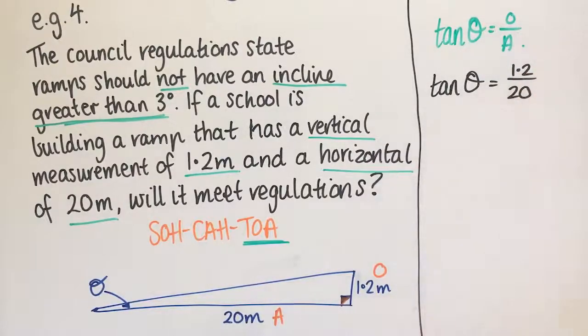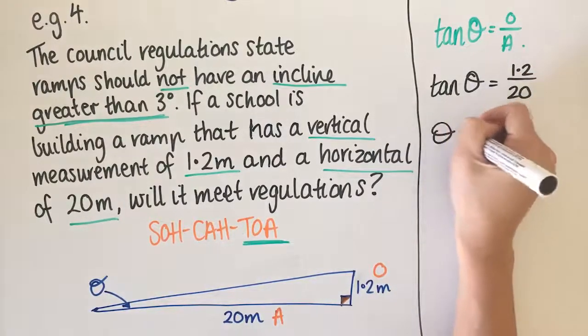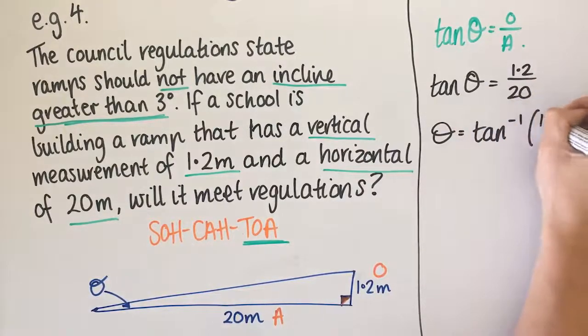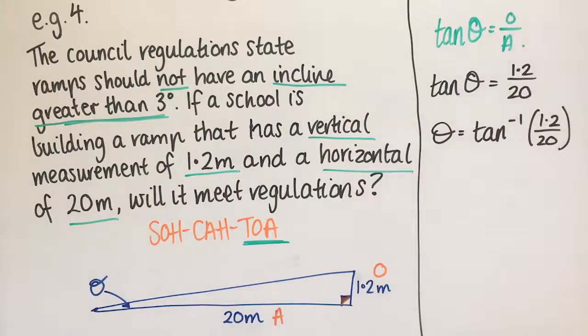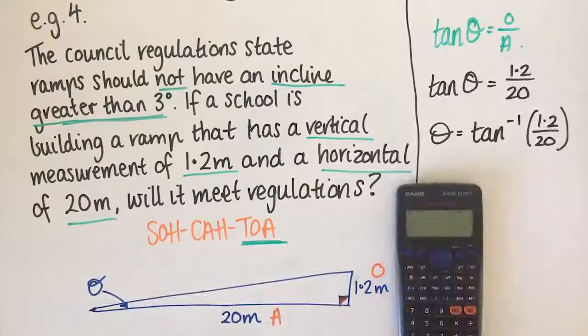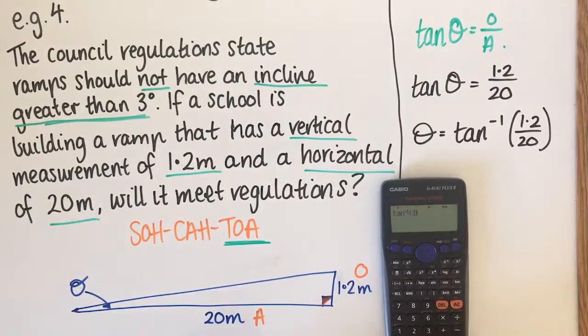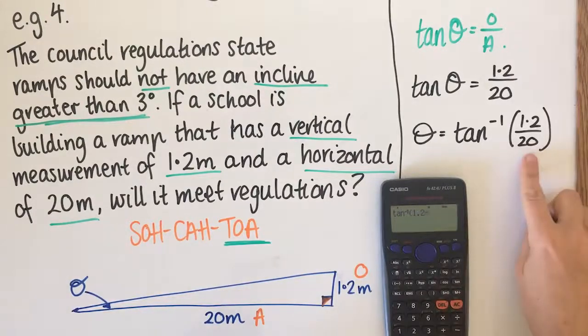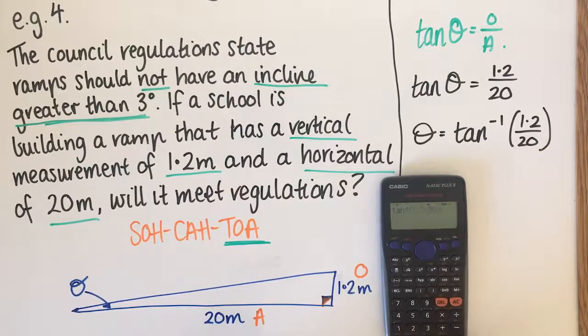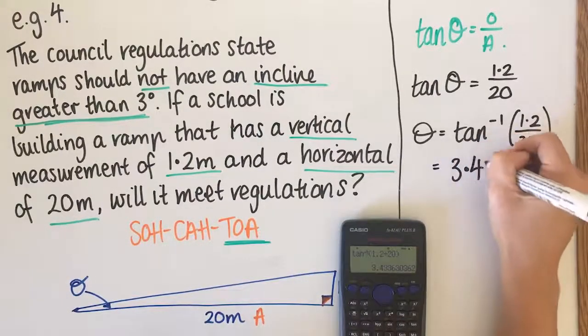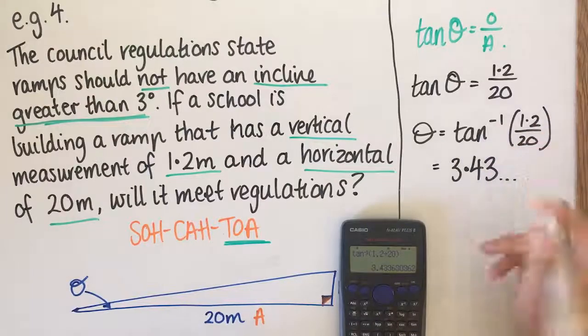So if I'm trying to find the angle, that means I need the angle on its own and I need to do the inverse of tan. So that's going to give me 1.2 over 20, the inverse of tan. I need to use my calculator here. So I'm going to do the inverse of tan, 1.2 divided by 20, close bracket. We get 3.43, and so on, okay?